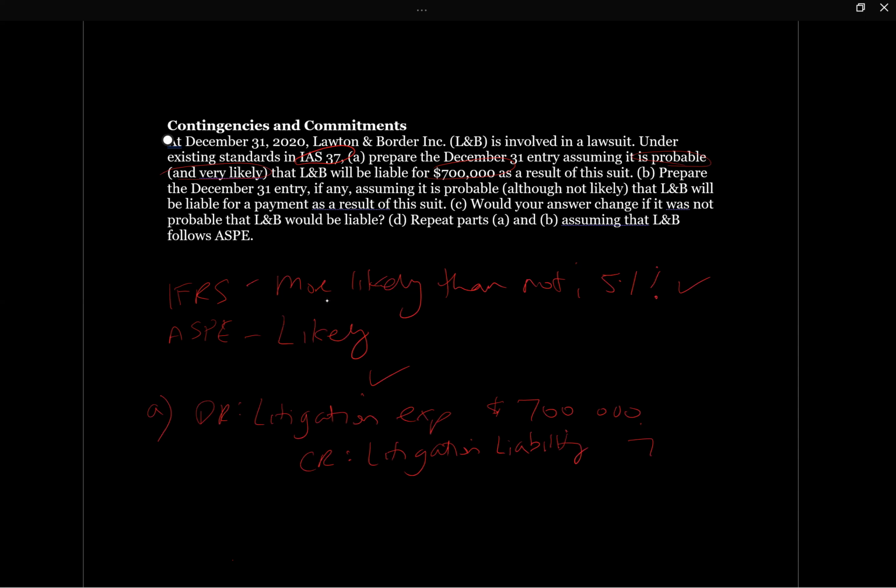and credit litigation liability. Okay, now let's see B. It says prepare the entry assuming it is probable but not likely. So this is for IFRS and ASPE. This one would be the same. Let's just do them at the same time so we don't have to go back here.